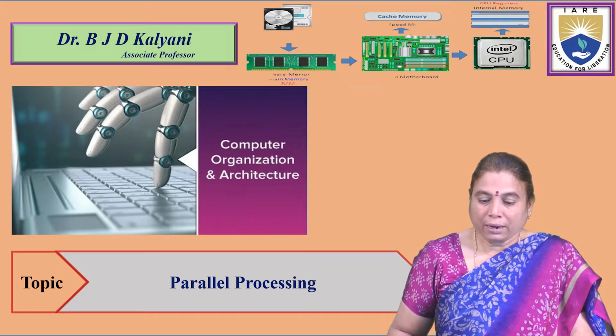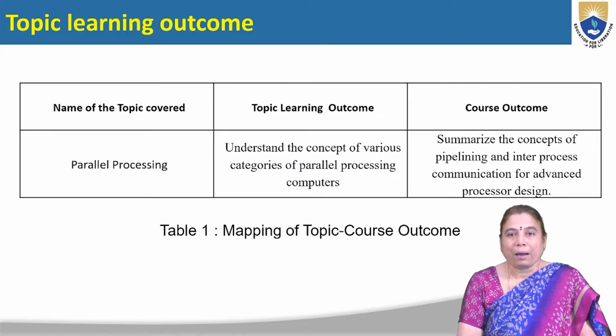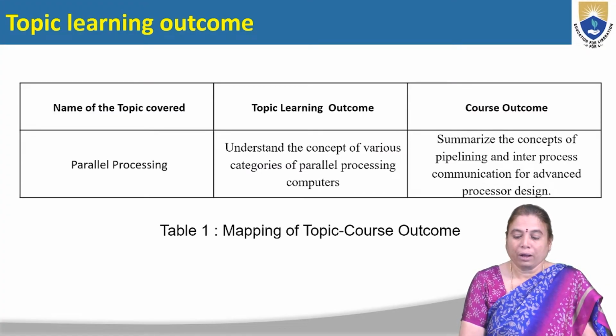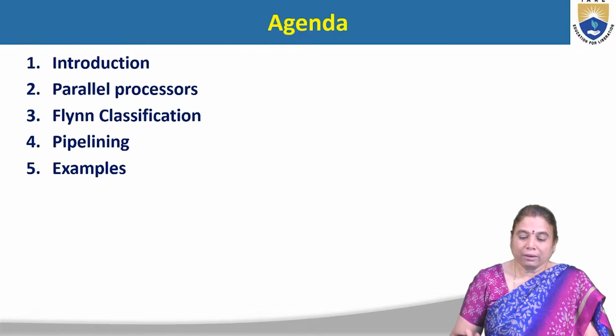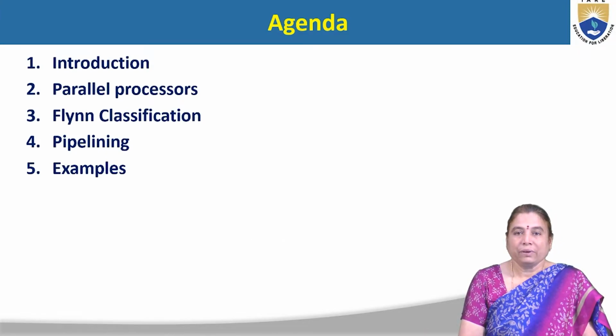So the topic learning outcome can be mapped with the course outcome of summarizing the concept of pipelining and inter-process communication for advanced processor design. The topics that we'll discuss in this video are the introduction, parallel processors, Flynn classification, pipelining, and examples.